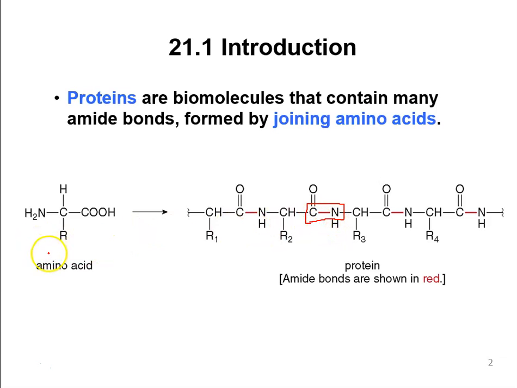So this is an amino acid. They're called amino acids because they have both an amine group and a carboxylic acid group. Remember, if you see COOH, it's the same as a C carbonyl with an OH right there. And we have different R groups.